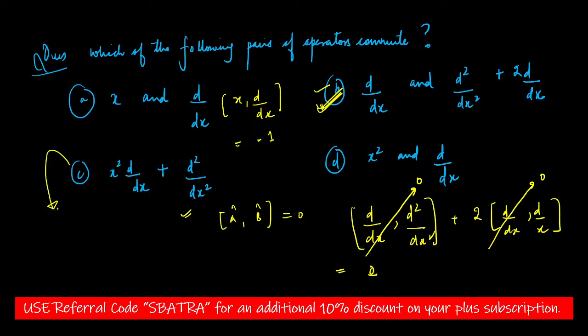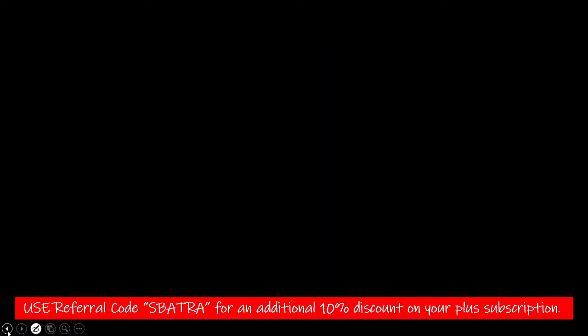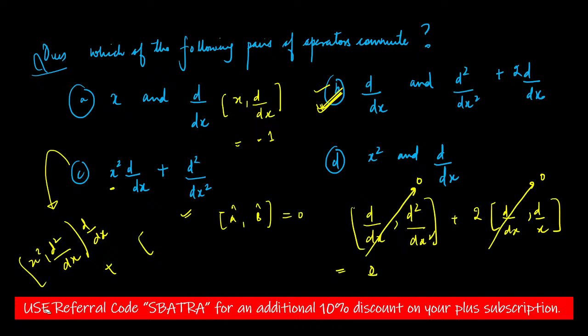Let's go with option C. So this is your C option, and this is your commutator. How can we find out this value? The first operator, x square, into d square by dx square, into your d by dx. So this is how we can solve it, plus d by dx into x square, plus we can multiply this value. So this would be d by dx into x square, right, over here, d by dx into d square by dx square. So this is how we can solve this value. So this total will be 0, but this will give you some value, okay? So this total commutator is non-zero. So this is your incorrect option.